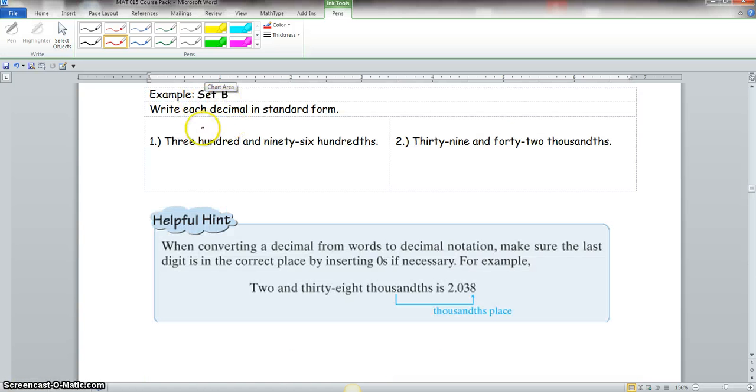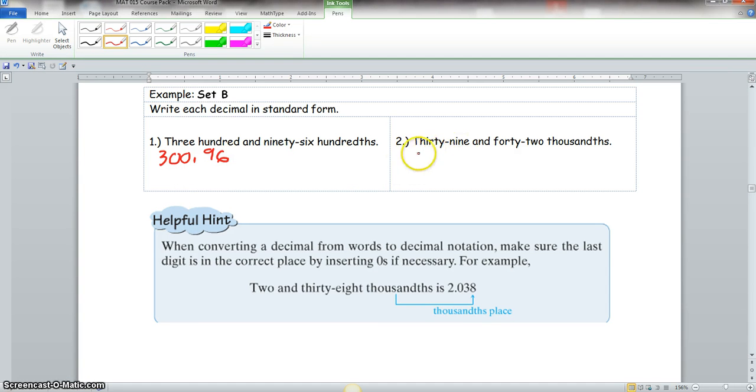So let's look at example set B. It says write each decimal in standard form. 300, we'll write 300. The word and is our decimal. 96/100ths. So we know 6 will go in the hundredths place, and the 9 will go in the tenths place. And we're done with number 1.